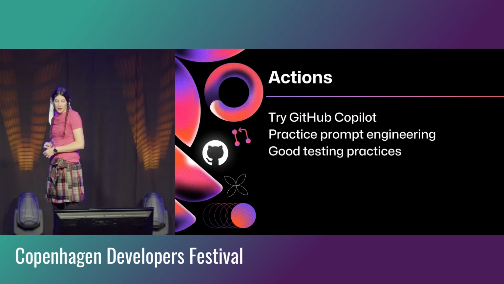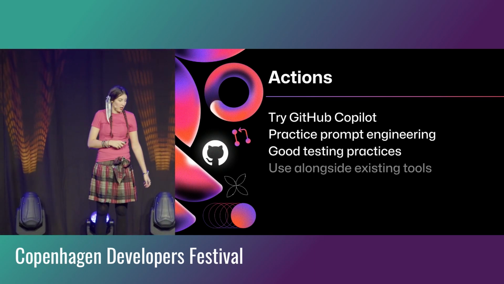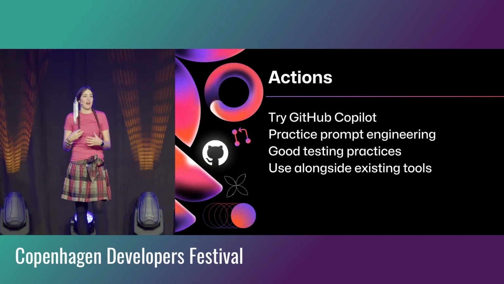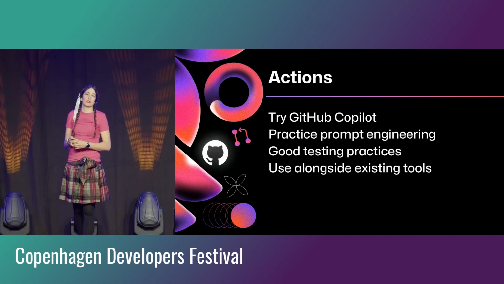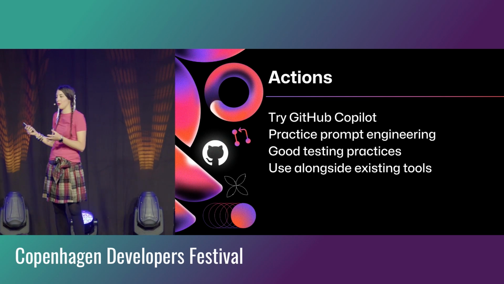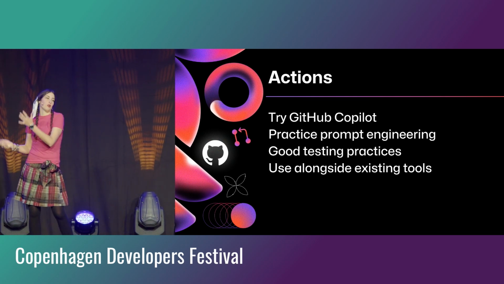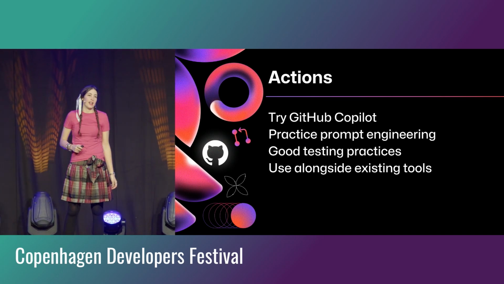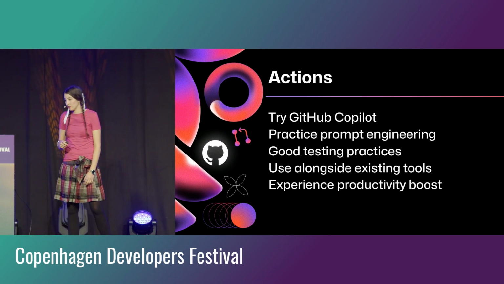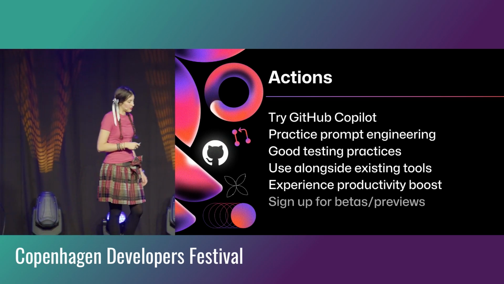So think about that. Good testing practices as well. While we're working with our code, we can get GitHub Copilot to help us with that. Use it alongside our existing tools. So I've used it alongside the IDEs there and also GitHub Actions. So we don't have to learn this as a completely new thing and go and download some fancy new thing. We use it in our IDE. We can use it in our command line. It's going to be really good. And then experience that productivity boost from being able to use this kind of stuff.